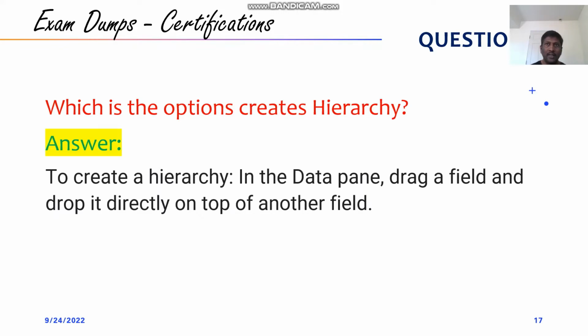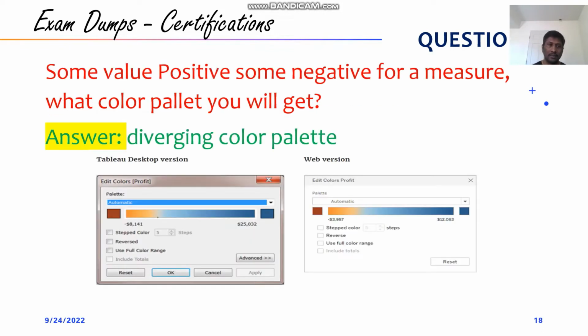Normally you have year, quarter, month, week and day, or category and subcategory, or region, then country, region, state, city. These are the things for which you create hierarchies.